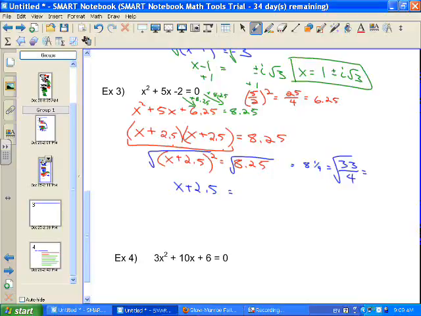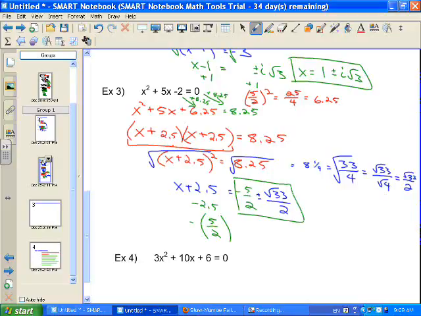Whenever I take the square root of a fraction, it's really the square root of the top over the square root of the bottom. The good news is the bottom is really 2. Square root of 33 halves. Okay, so I get the square root of 33 halves, plus or minus. Now what? Subtract 2.5, which for us is really subtracting, if I changed it into a fraction again, 5 over 4. That's my answer.